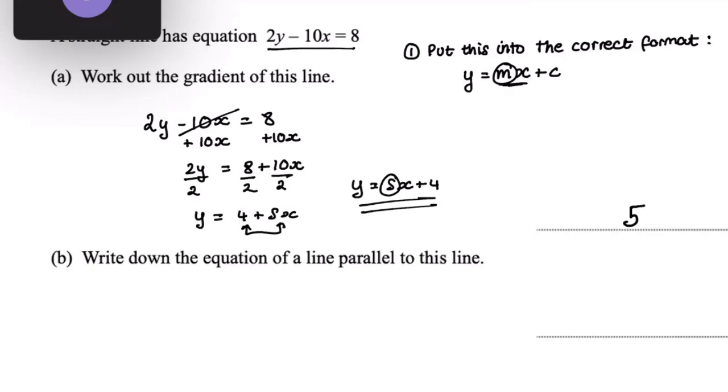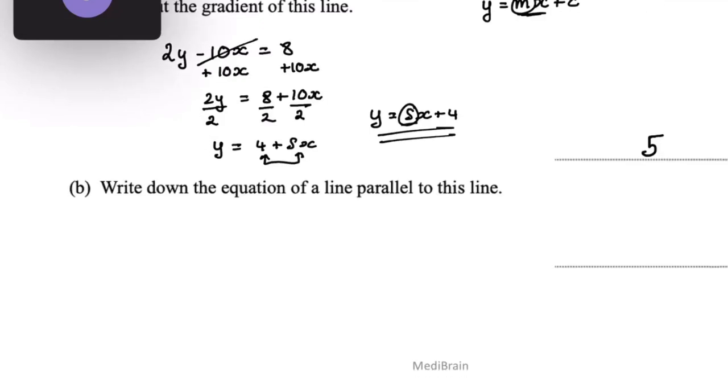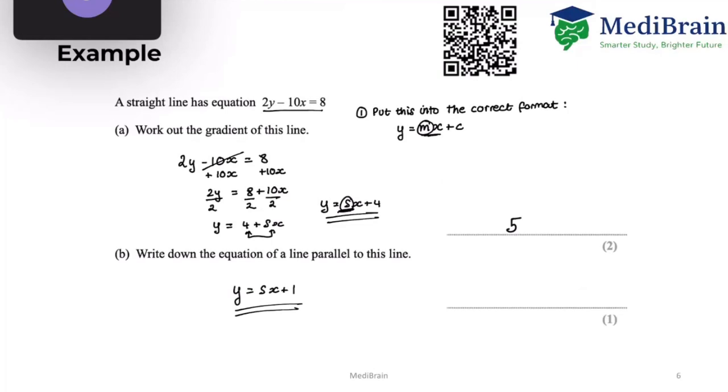Now it says, write down an equation of a line that is parallel to the line. You can have anything as long as this number over here is the same. So you could have y equals 5x plus 1. I'm just going to go for that. As long as the number before the x is the same, you can have any number you like. So the one that I'm going to write is y equals 5x plus 1.